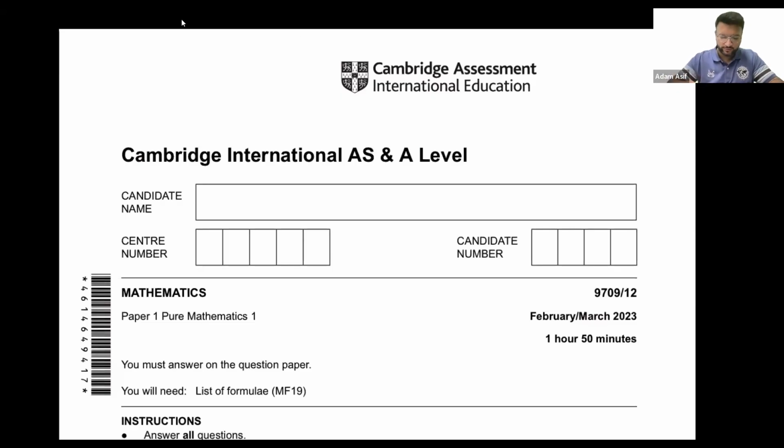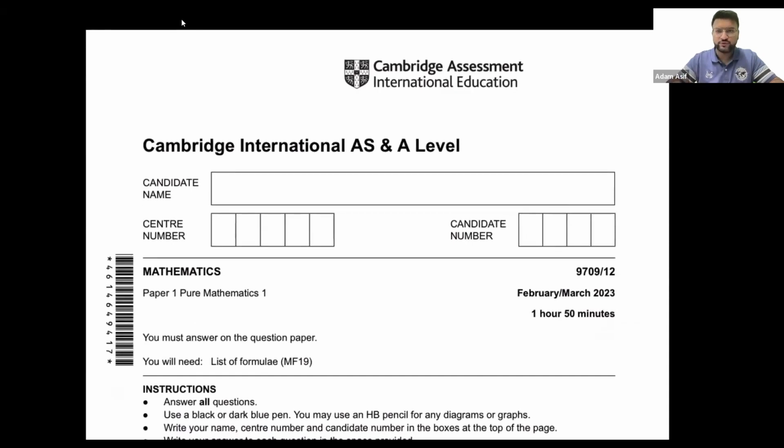All right. In this class, guys, we are solving paper 1, Feb March 2023.